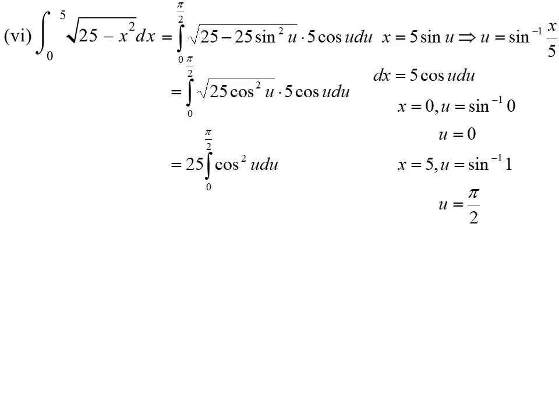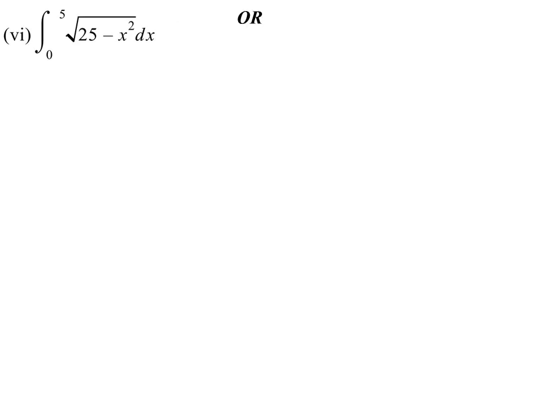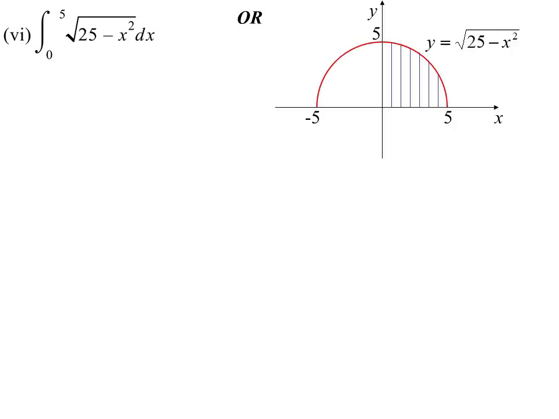Cos squared, we know how to deal with that. We'll use our double angles. That's 1 plus cos 2u. I can now integrate, substitute in, 25 pi on 4. But of course that's not the best way of doing that one, because hopefully when we see the square root of 25 minus x squared, we recognise what that is. It's our semicircle. We're going from 0 to 5, which means I've just got a quarter of that circle. Quarter pi r squared, 25 pi on 4.